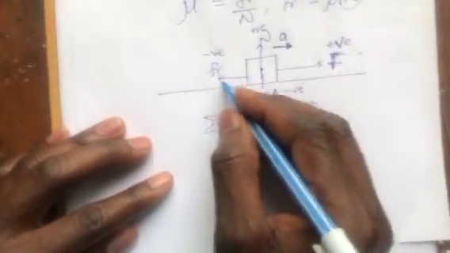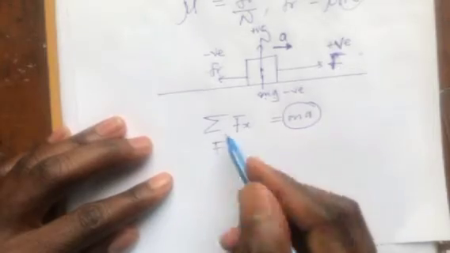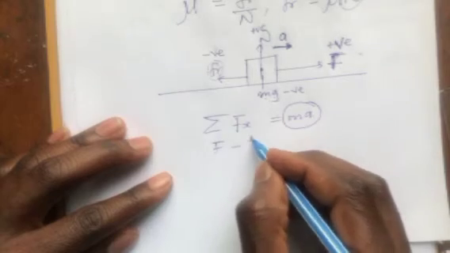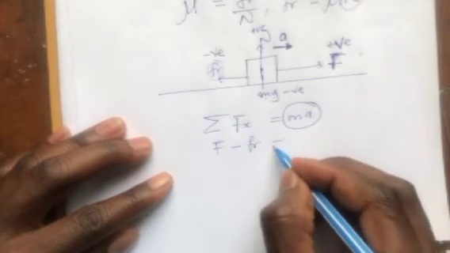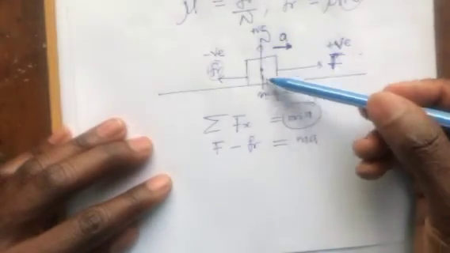So since we have two different forces in the x-axis, you say the force which is making the system move plus this one. Since this one is trying to oppose, it must carry a negative. We say minus friction, you are going to get ma. You come to the y-axis.